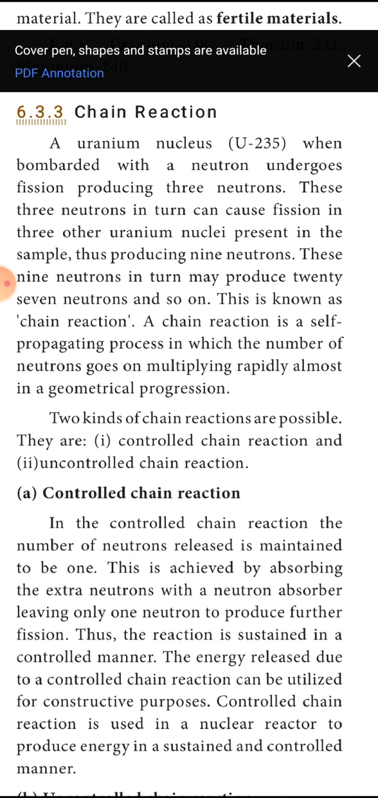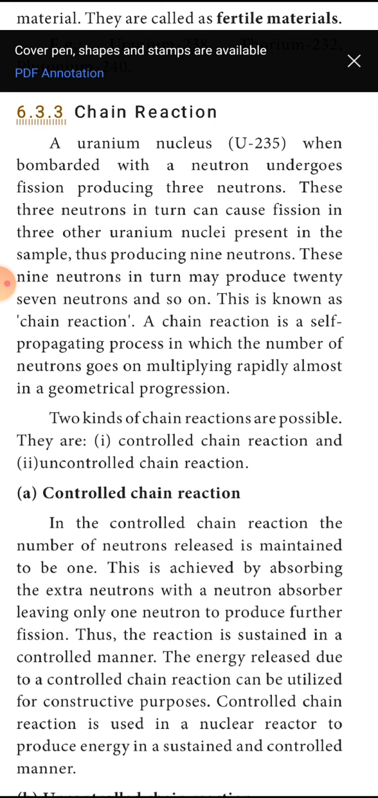See this? A uranium nucleus, when bombarded with a neutron, undergoes a fission process producing 3 neutrons. These 3 neutrons in turn can cause fission in 3 other uranium nuclei. Then it will produce 9 neutrons. These 9 neutrons in turn may produce 27 neutrons and so on. This is known as chain reaction.